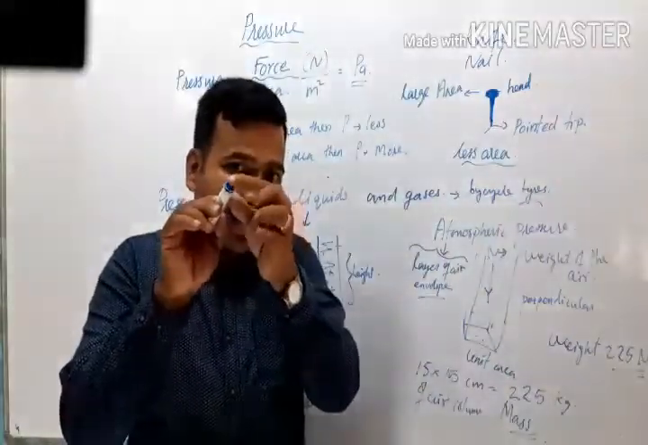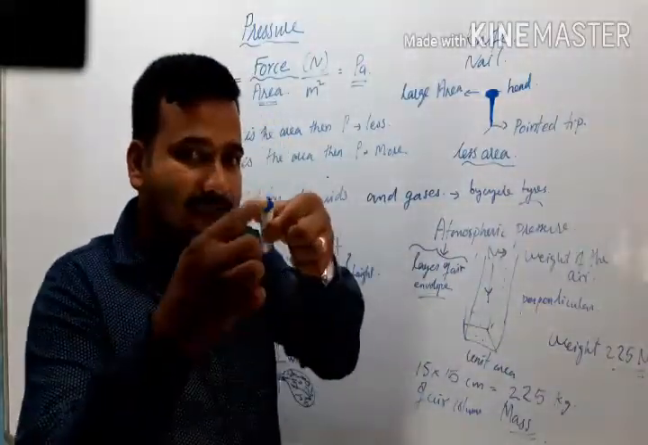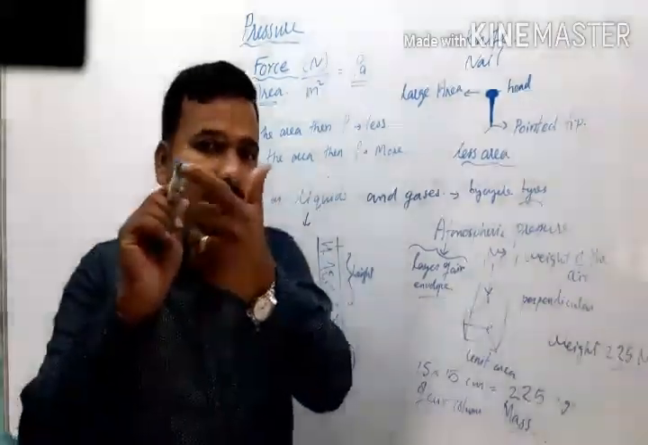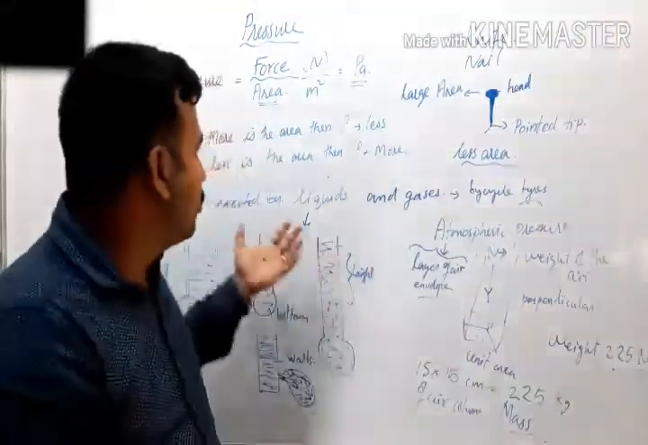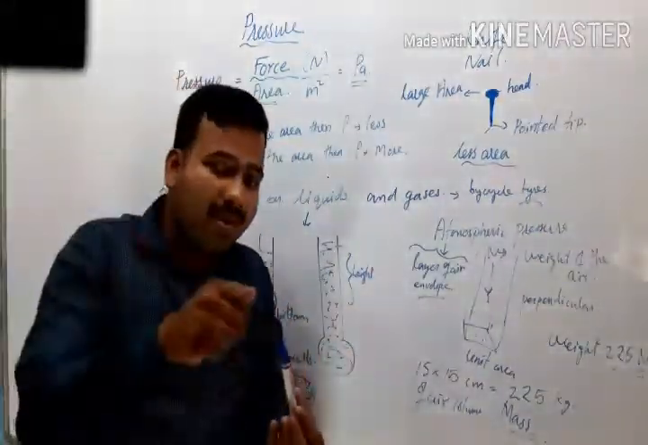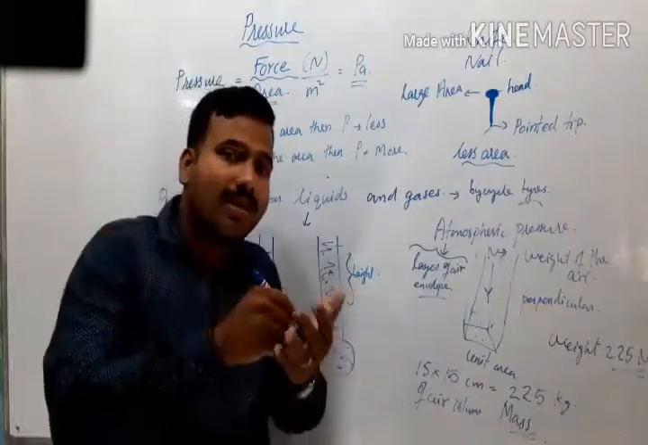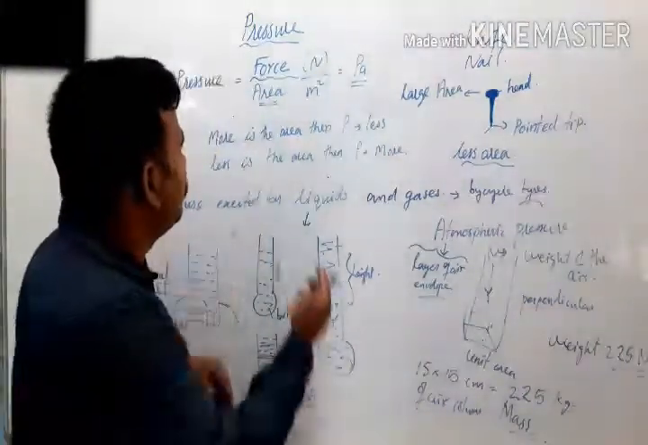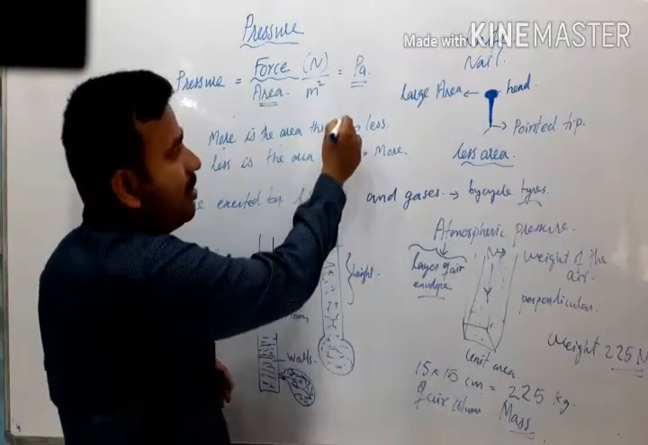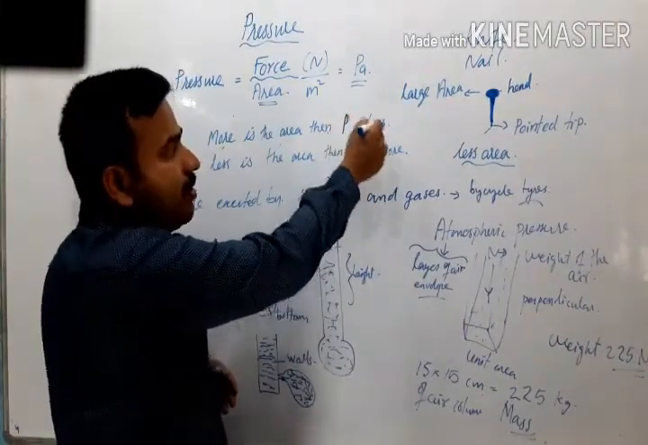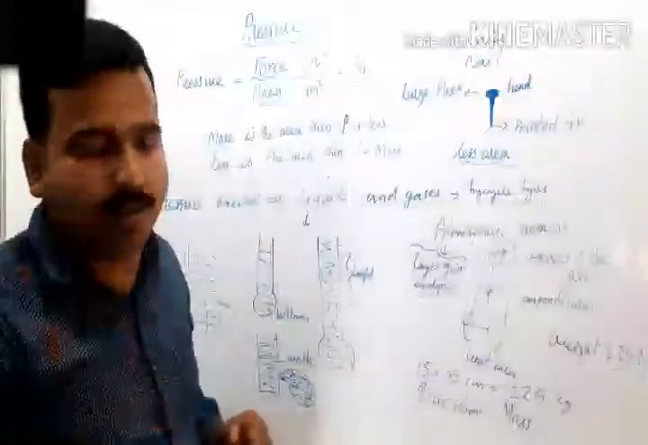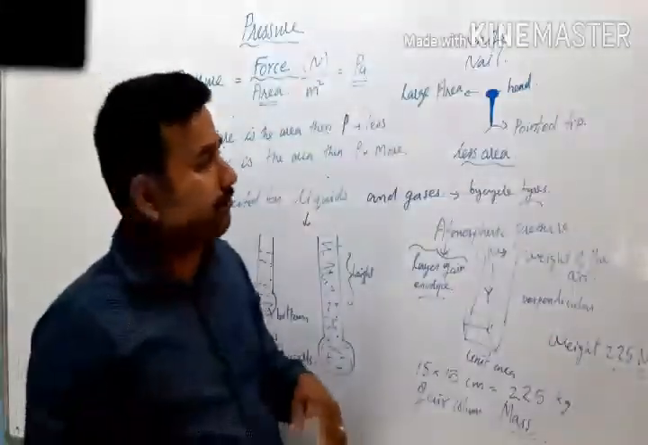Here you can see the area. This is known as the surface area. The surface area of this particular head is more. So with the same force, you may not be able to pierce the nail into the wooden board. The more the area, the less the pressure applied onto the surface. This condition we need to remember.